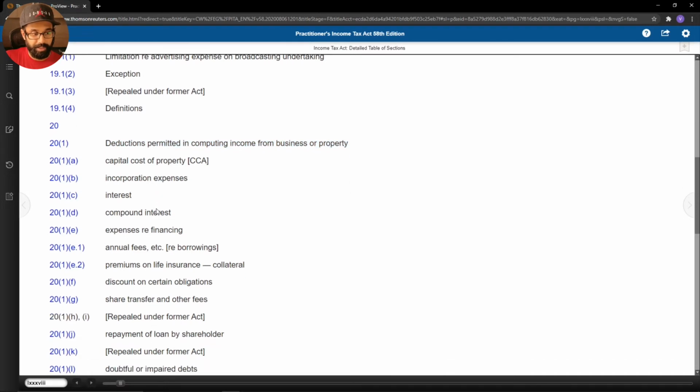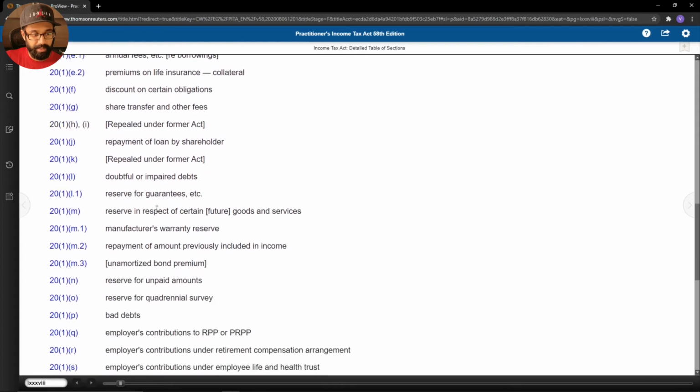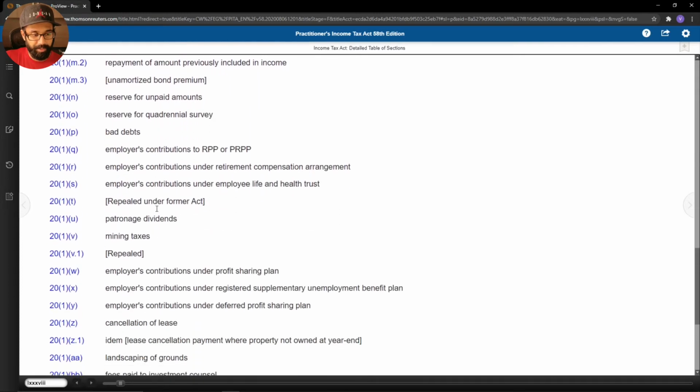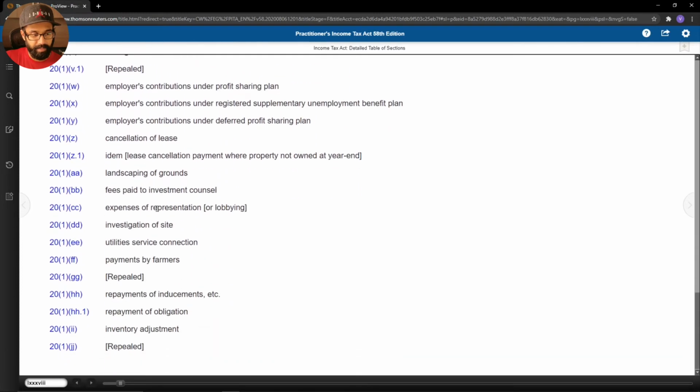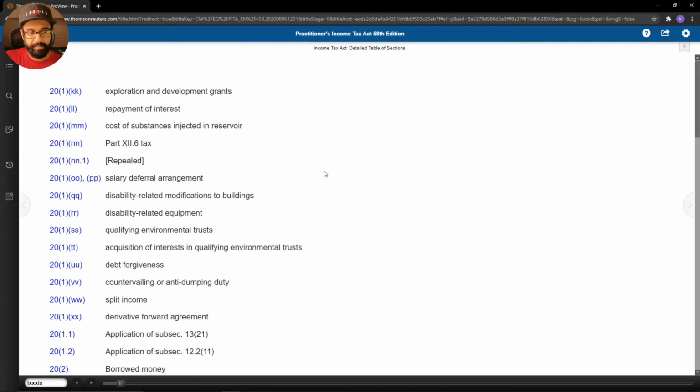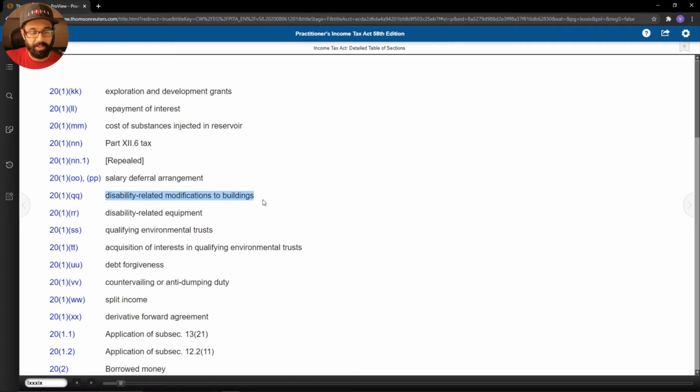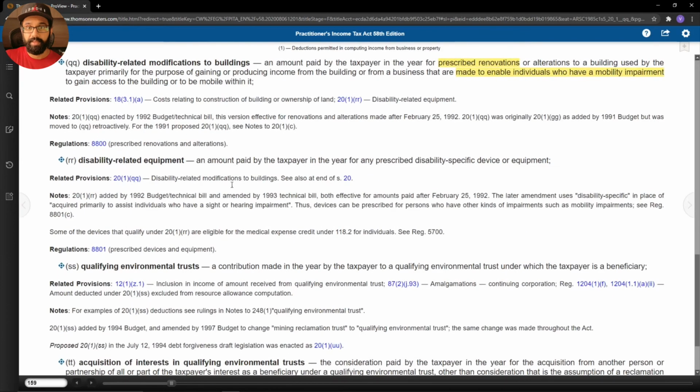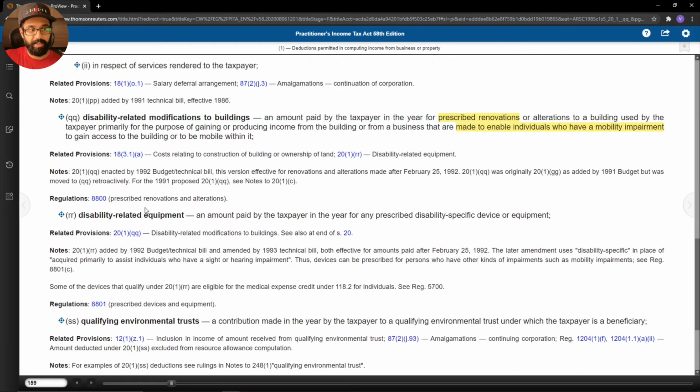And what you could do is you could just go through each one of these, reading them all the way through, until you eventually arrive at section 20, subsection 1, paragraph QQ, disability-related modifications to buildings. So that might be enough for you to go to that provision, and then you would have seen the wording prescribed renovations that would have taken you to Regulation 8800.